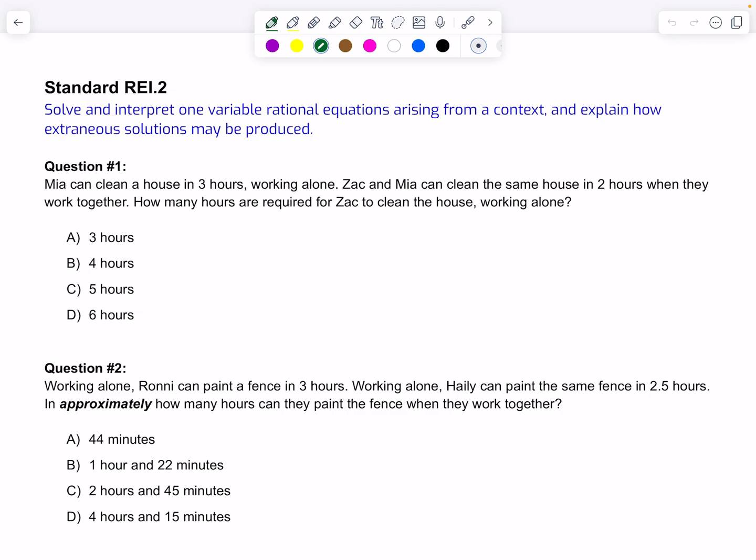So number 1 says, Maya can clean a house in 3 hours working alone. Zach and Maya clean the same house in 2 hours when they work together. How many hours are required for Zach to clean the house working alone?